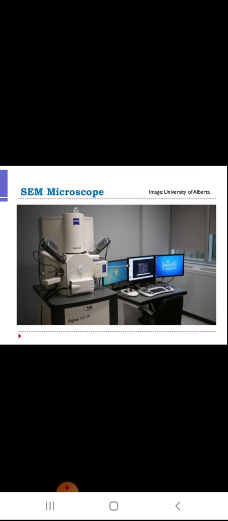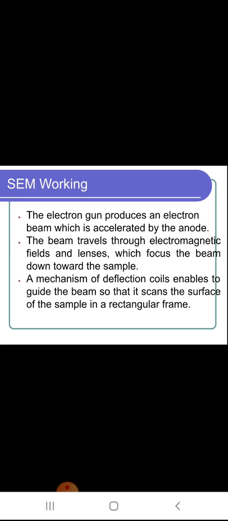Image of a scanning electron microscope. Working of scanning electron microscope. The electron gun produces an electron beam which is accelerated by the anode. The beam travels through electromagnetic fields and lenses, which focus the beam down towards the sample. A mechanism of deflection coils guides the beam so that it scans the surface of the sample in a rectangular frame.